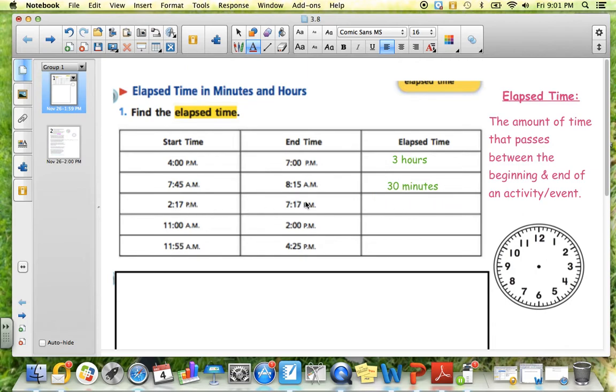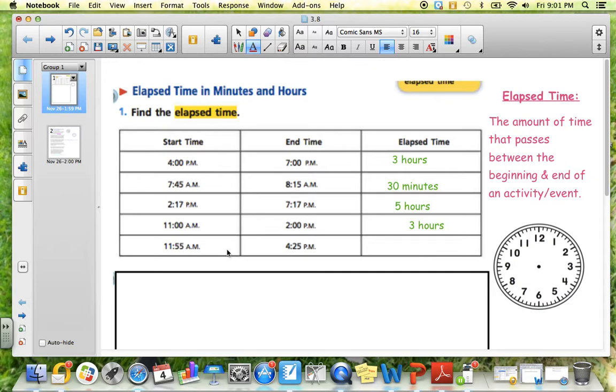Okay, so this next one, I guess it doesn't have a number. 2:17 p.m. to 7:17 p.m. I'm going to count by hours from 2:17 to 7:17. So 1, 2, 3, 4, 5. And we get 5 hours. Okay, so 11 a.m. to 2 p.m. Again, I'm going to count my hours. So 1, 2, 3. That's also 3 hours, just like the first one. So 3 hours. And then this last one's a little tricky.